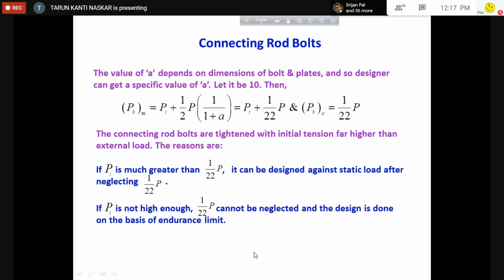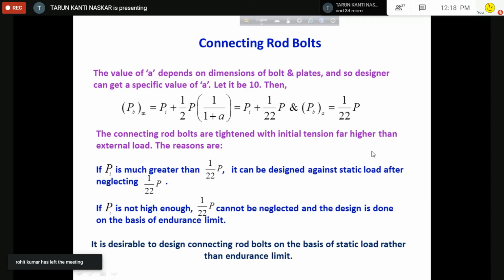So this arrangement signifies that if you use high initial tightening force, if you apply that, then it can be designed against static load. This is a simple arrangement, and it is desirable to design connecting rod bolts on the basis of static load rather than endurance level. So this is the thing. This is the particular case for designing connecting rod.